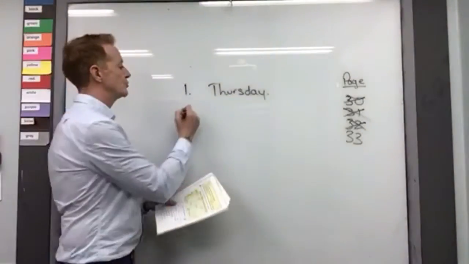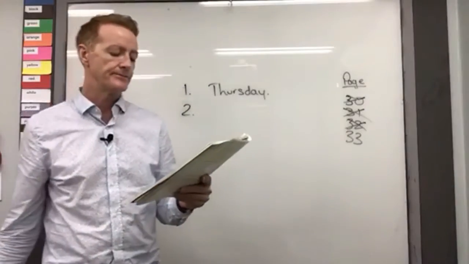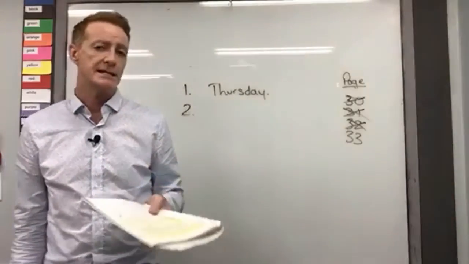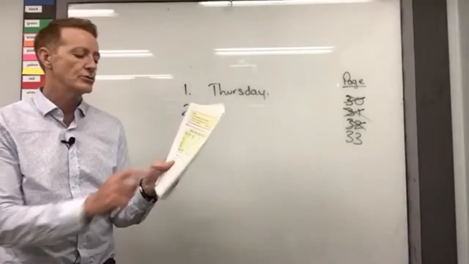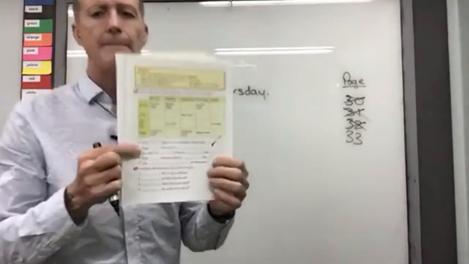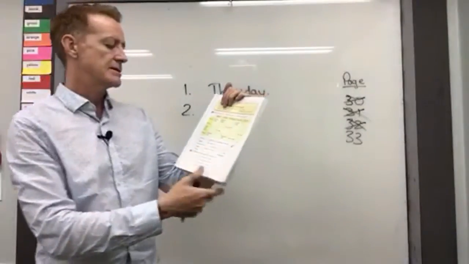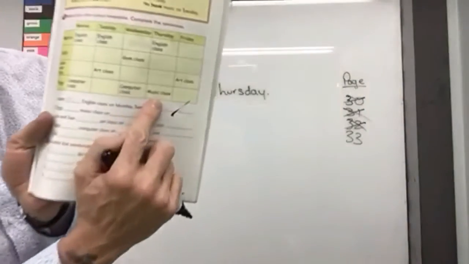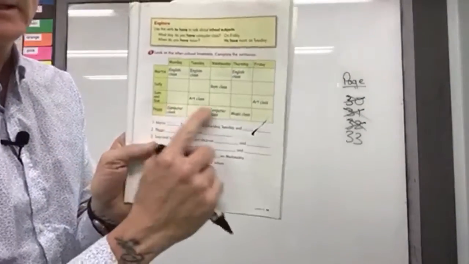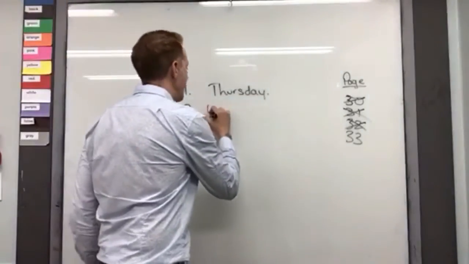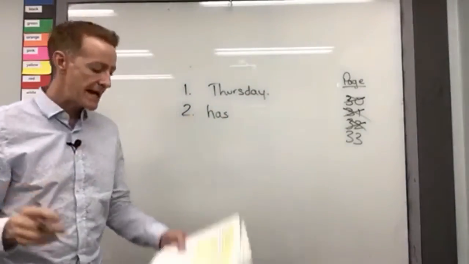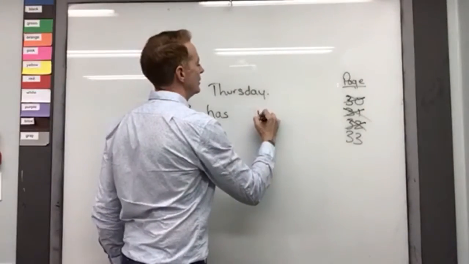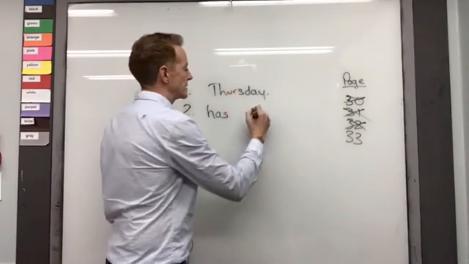All right, let's do number 2. Peggy. We have to write has, have, does. What is the correct one for Peggy? Let's have a look. Peggy, music class. Peggy here, and Thursday, so Peggy has music class. Peggy has music class on Thursday. Correct, on Thursday.